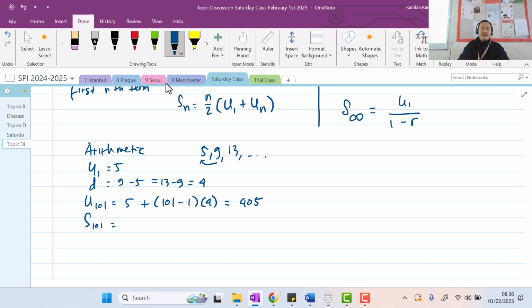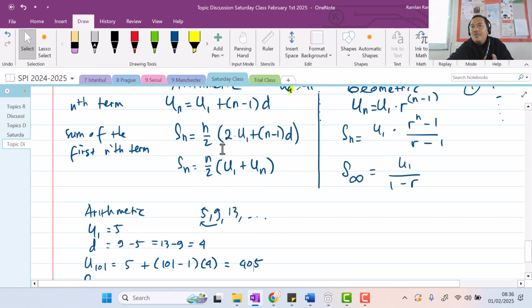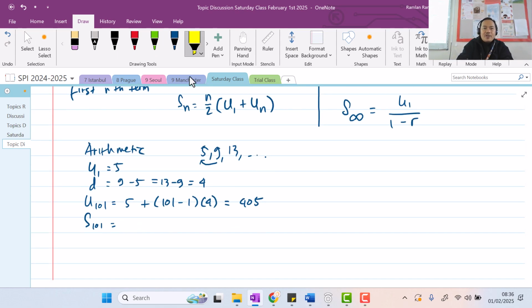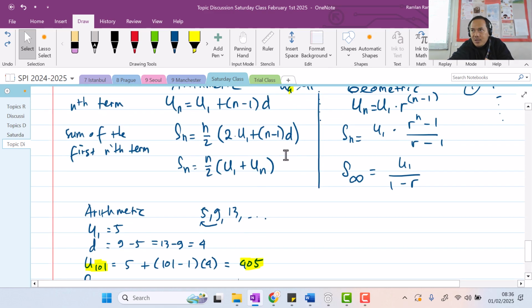Get that. Okay, now S101. Now for this question, for S, you can use either of these two. Why? Because we already know the 101st term. Tuh, lihat. Ini saya udah tahu. Jadi saya boleh pakai rumus ini. Tapi kalau saya belum tahu yang itu, kamu pakai yang atas saja, ya. So it will work for both formulas. Boleh yang mana aja, dua-duanya pasti sama, ya.